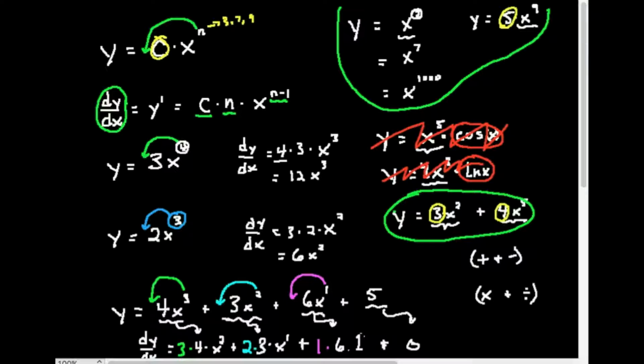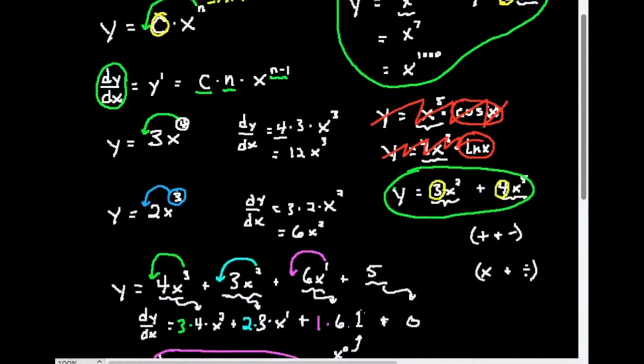So things like x to the second, x to the 7th, x to the 1000th, 5x to the 9th, 3x to the 10th, anything like that. That's perfectly reasonable. Or if you have the sum of 2 polynomials, so 3x squared plus 4x to the 5th, both of those individually we're able to use power rule on.